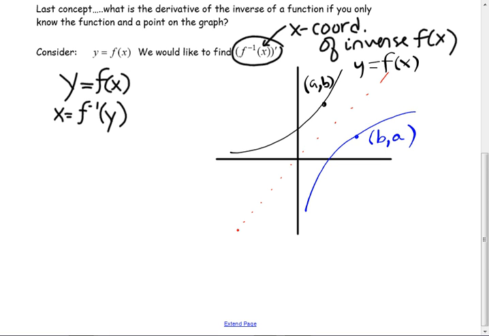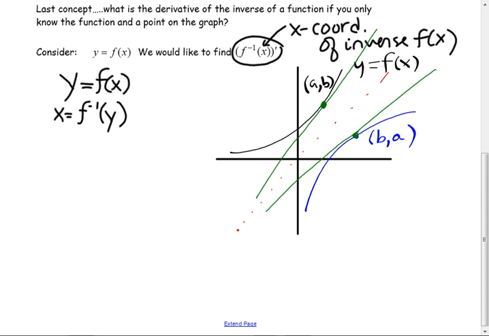Now, what this question is asking for is not the derivative of the function. It's asking for the derivative of the inverse function. So I'm going to draw a line. Here's the tangent line for the original function, and I want the slope of the tangent line for my inverse. Maybe you can see the relationship there, maybe you can't, but we're going to come up with it. Okay? Well, this is the easy part.